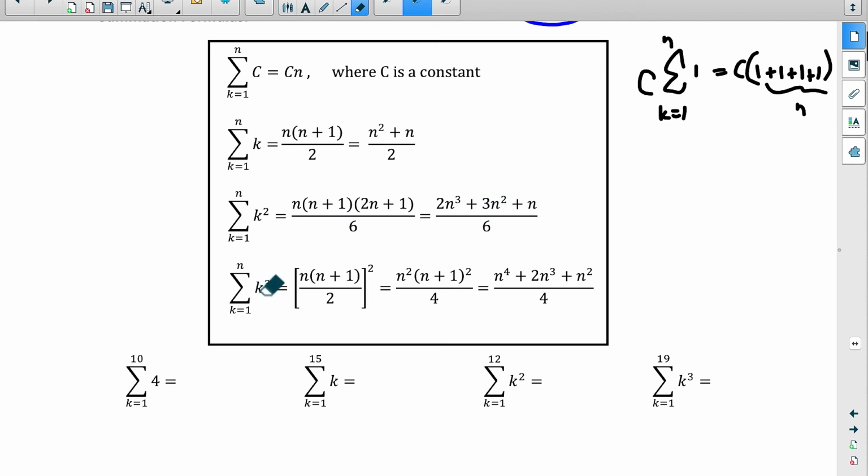And finally, if you have k cubed, you end up with these three expressions which are equal to each other. So you'll decide which one will be easiest for you.